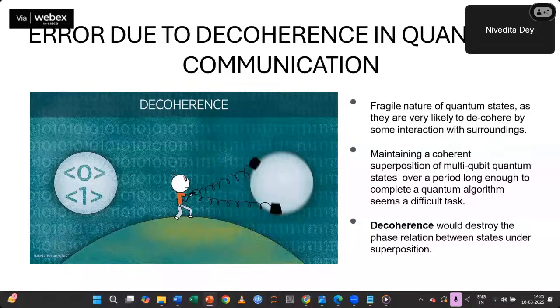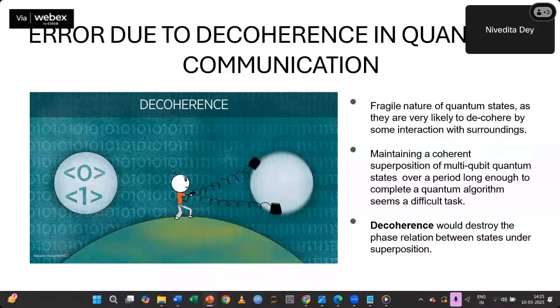So maintaining a coherent superposition means I have to maintain the superposed state, in coherence across all the 32 states, over a period long enough to complete an entire quantum algorithm. For example, Grover, which is a complex algorithm with a lot of quantum gates and circuitry. That seems a difficult task. So now we are creating the base for why we need quantum error correction. The first point is the fragile nature of the quantum state because of decoherence due to environmental noise. The second is maintaining the coherence. That is another challenge where we should take care of error detection and correction with respect to quantum.